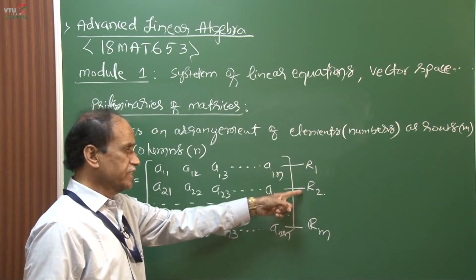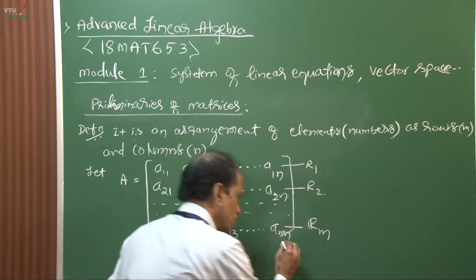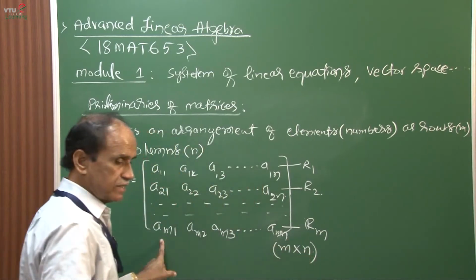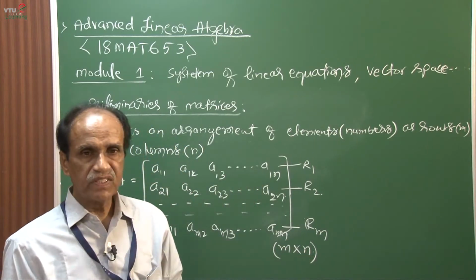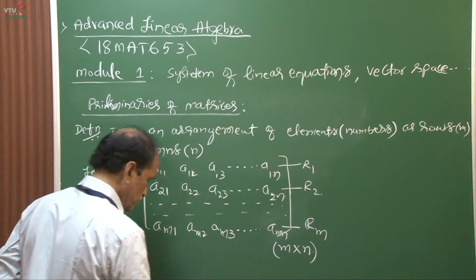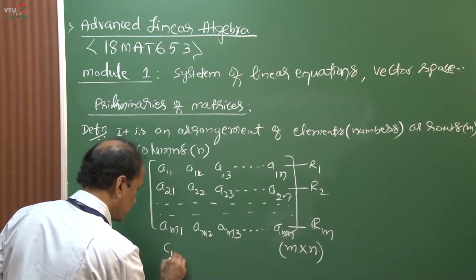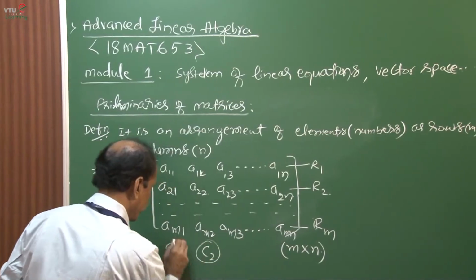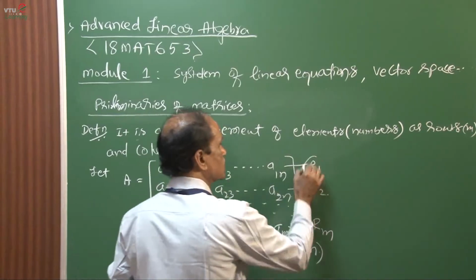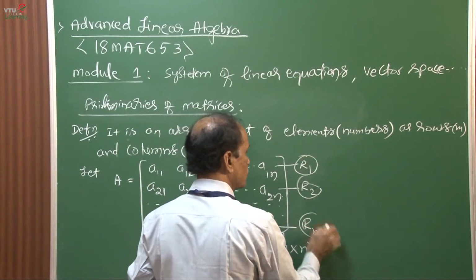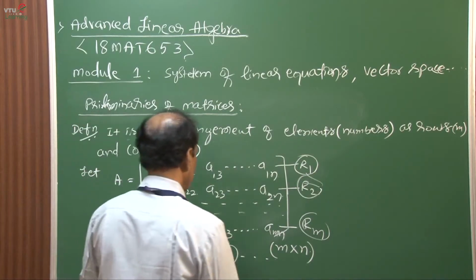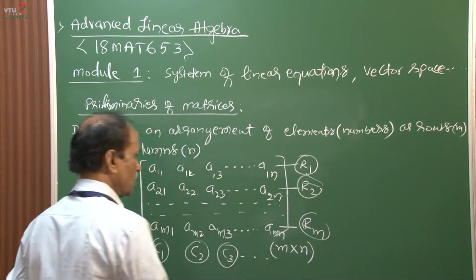First row, second row and mth row. This is called M cross N matrix. This is the way of representing the number of rows and number of columns. This is the first column, you can call it C1, this is C2, this is C3 and so on. This is row 1, this is row 2 and this is row M. This is column C2, then Cn, that means the last column.